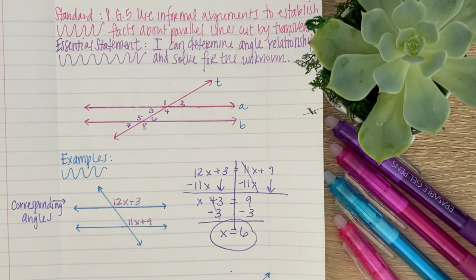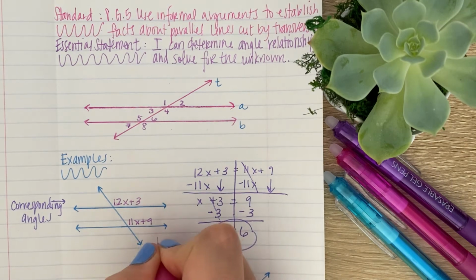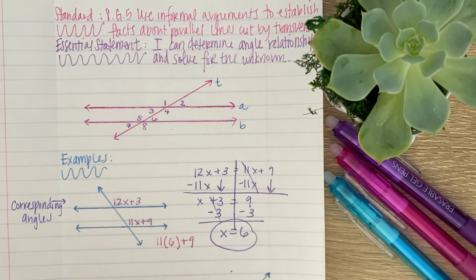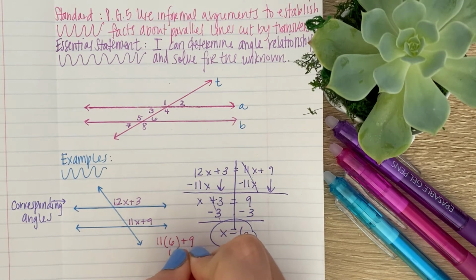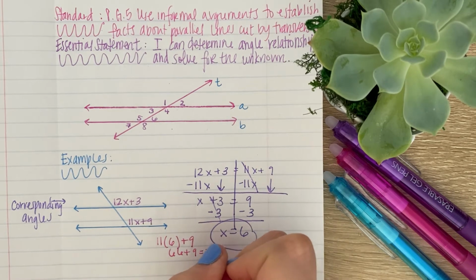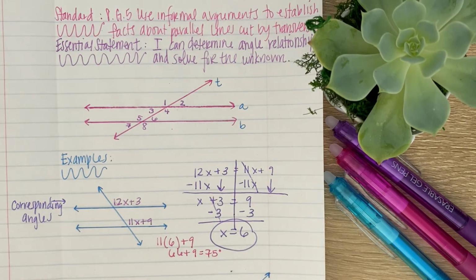Now, if I were to ask you to find the angle measure of this angle, what you would do is you would plug in 6 right here to find that measure. Let's actually go ahead and do that. Okay, so when I plug in 6, I have 11 times 6 plus 9. 11 times 6 is 66, and 66 plus 9 is 75 degrees. Now that's 75 degrees. I know, I'm sorry, this is not drawn to scale. Oops, my bad.